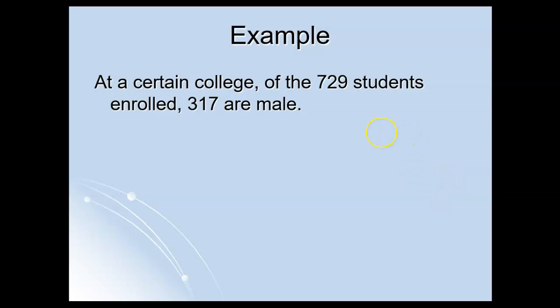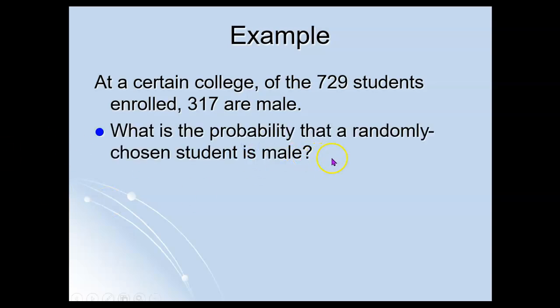At a certain college, of the 729 students enrolled, 317 of them are male. Now assume in this example that everybody is one or the other. Everybody at this college identifies as being either male or female. So the probability that a randomly chosen student is male would be 317 out of, or over, or divided by 729.